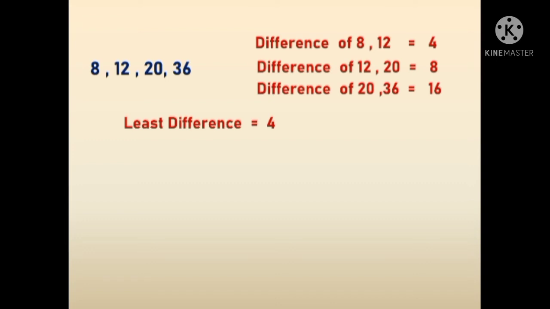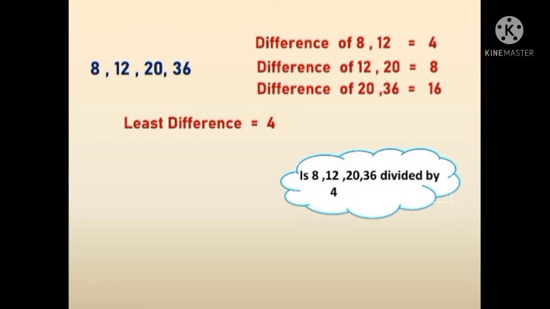For explaining purpose, I have written it separately. So, after finding the least difference, what are we supposed to do? We are going to follow the second step that we have done previously. The second step is that we have to find whether the numbers 8, 12, 20 and 36 are divided by the least difference 4. Are the numbers 8, 12, 20 and 36 divided by 4? The answer is yes, right? So, the HCF is the least difference 4.